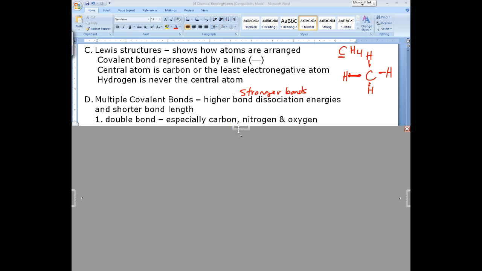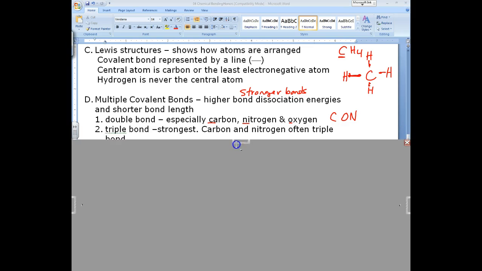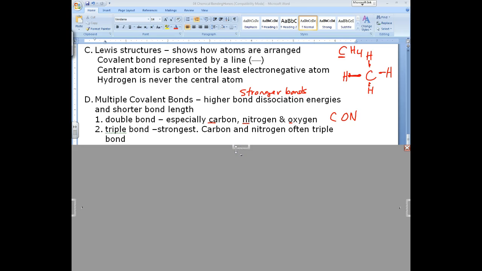You especially have to watch out for carbon, nitrogen, and oxygen. They will often double bond. Or, if we take the symbols for each of these, they can double bond. And then triple bonds are the strongest. They're also the shortest. And carbon and nitrogen will often triple bond.